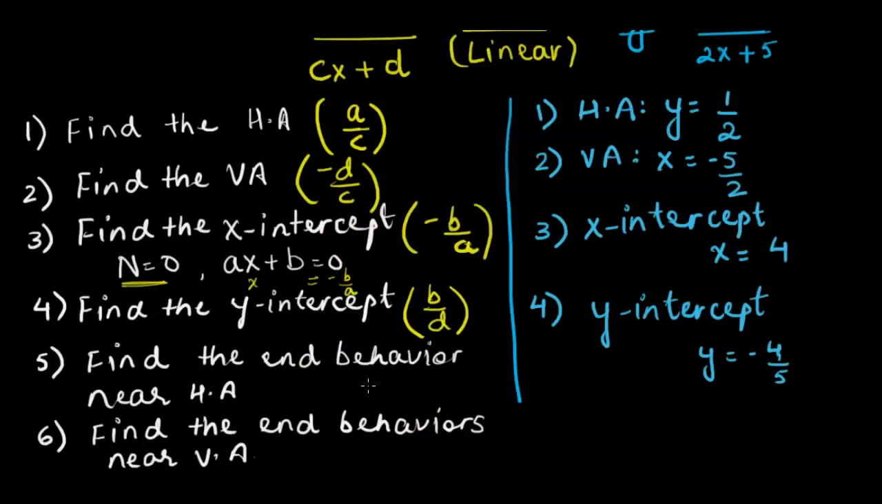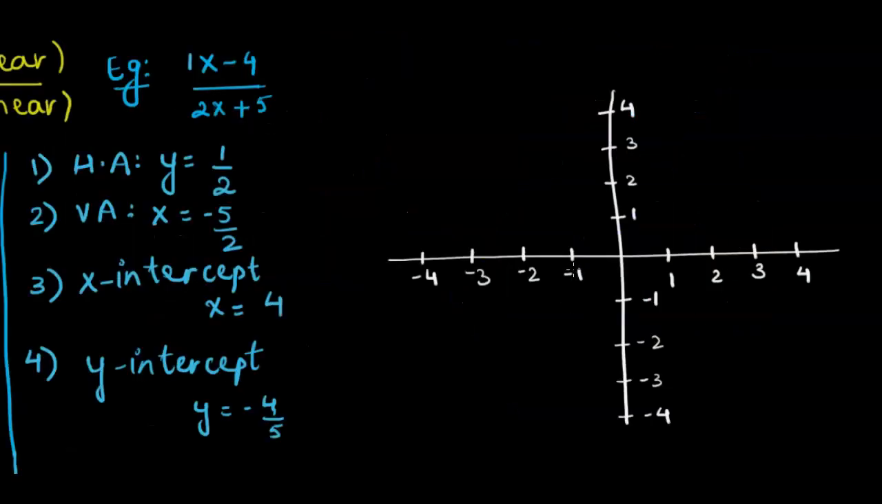Before doing step number 5 and step number 6, we first plot all these points on the grid. Given a grid like this, the horizontal asymptote is y equal to a half. Half would be somewhere here, so we draw the horizontal asymptote through y equal to 1 over 2. That is this horizontal line. The vertical asymptote is x equal to negative 5 over 2, which is negative 2.5. That would be somewhere here. So this is how our horizontal and vertical asymptotes look.